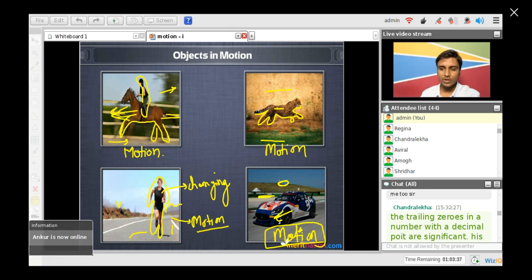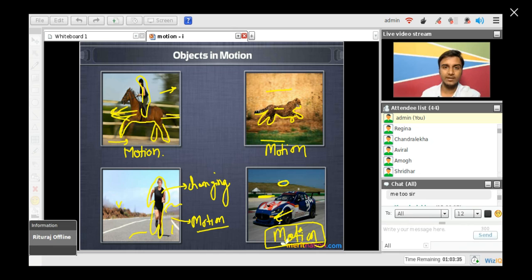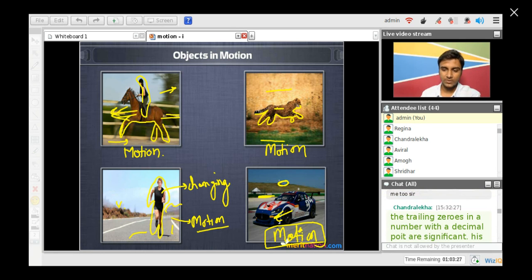Is this clear to every one of you? Rest and motion, it is a very basic thing. This is a very basic definition.